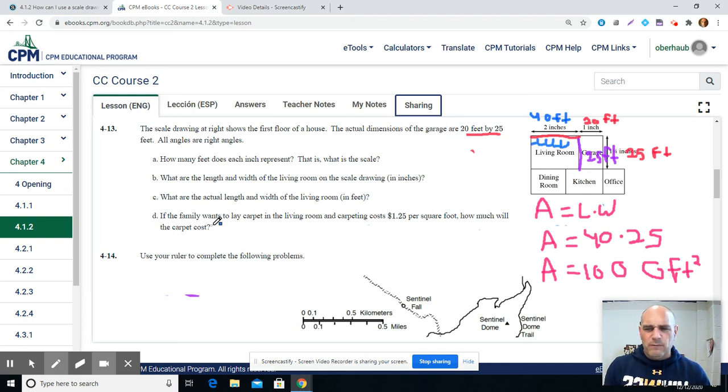Well, this says that the family wants to lay carpet in the living room, and the carpeting costs $1.25 per square foot. How much will the carpet cost? Well, remember, that means that every one of these little squares is $1.25. So this is $1.25, this is $1.25, this is $1.25, and we have 1,000 of them in here. So if you want, you can go $1.25 plus $1.25 plus $1.25 plus $1.25 and do that 1,000 times if you want. Go for it.